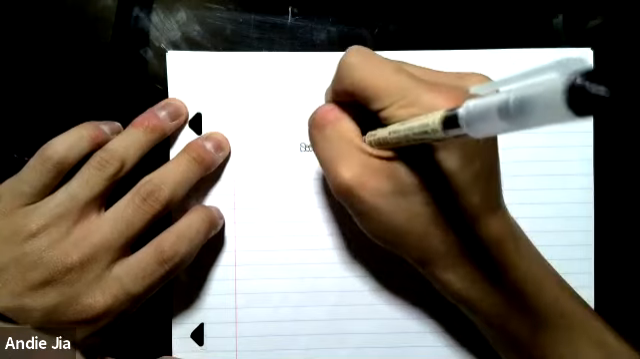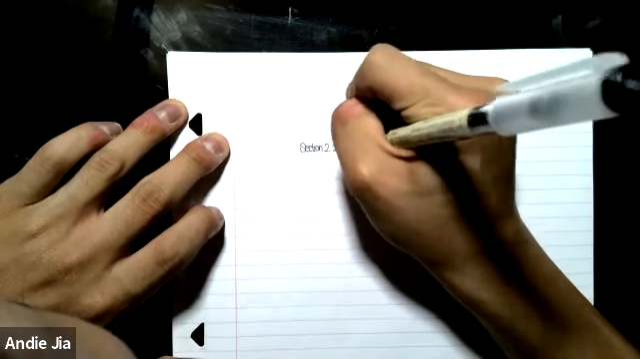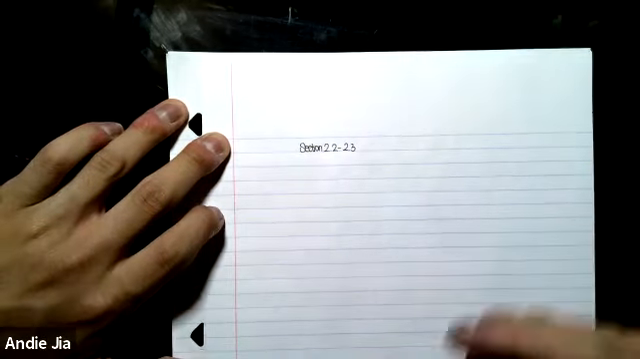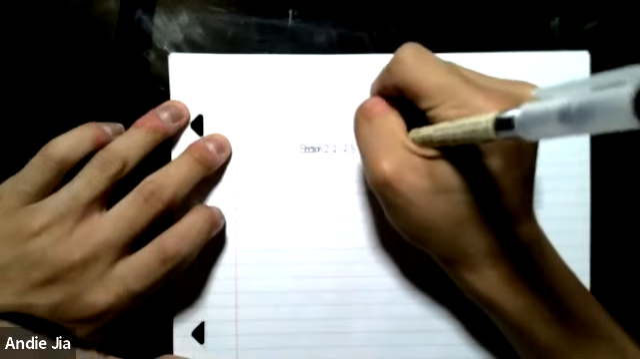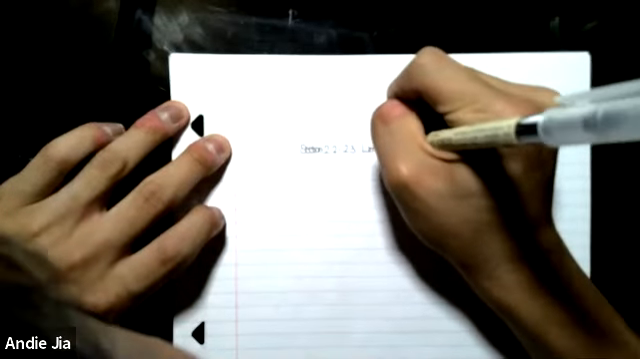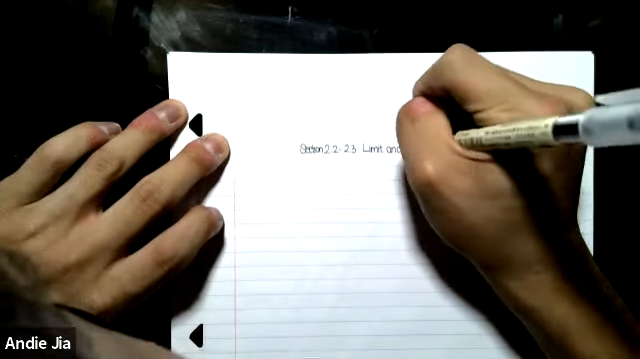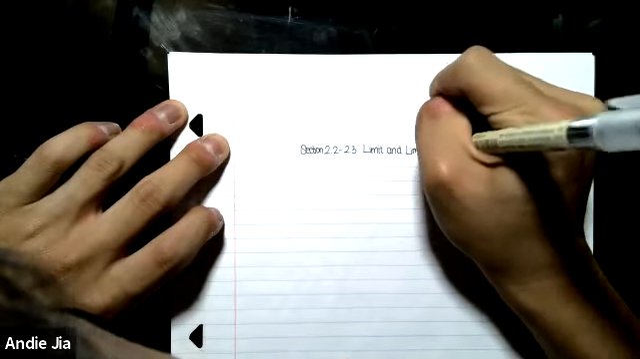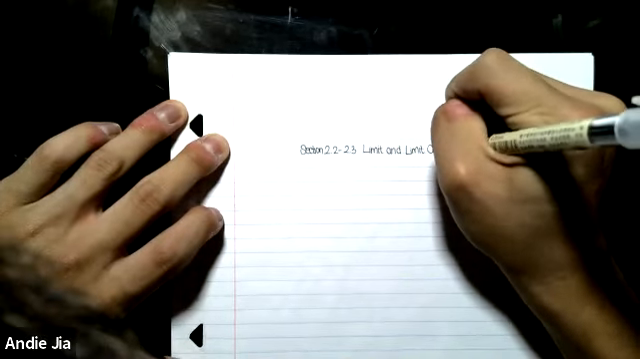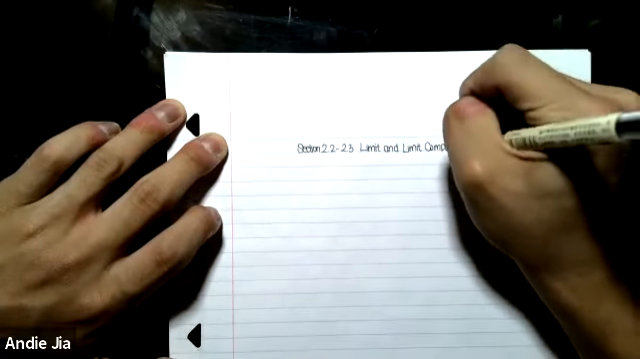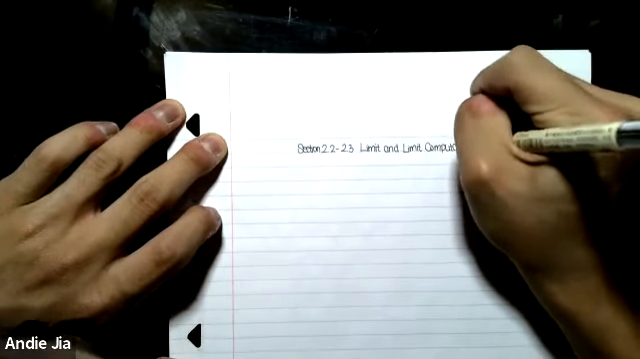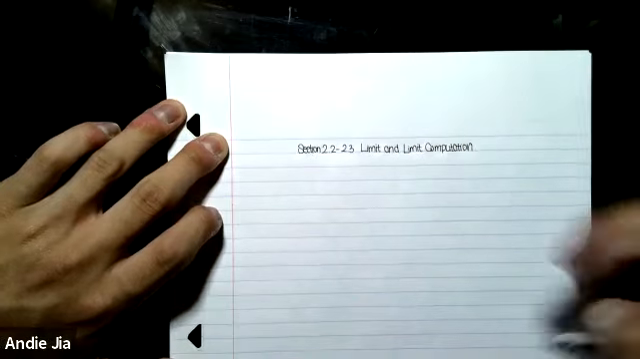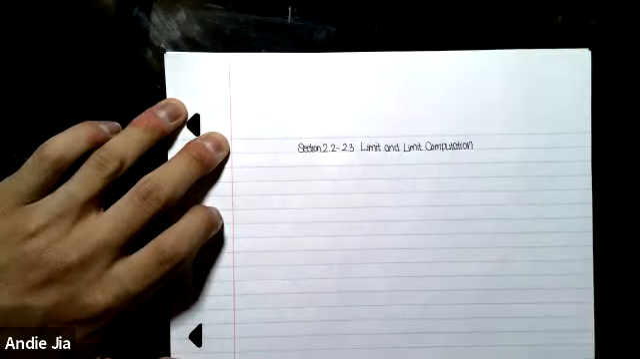Sections 2.2 to 2.3 are about limits and limit computation. Actually, first of all, what is a limit?